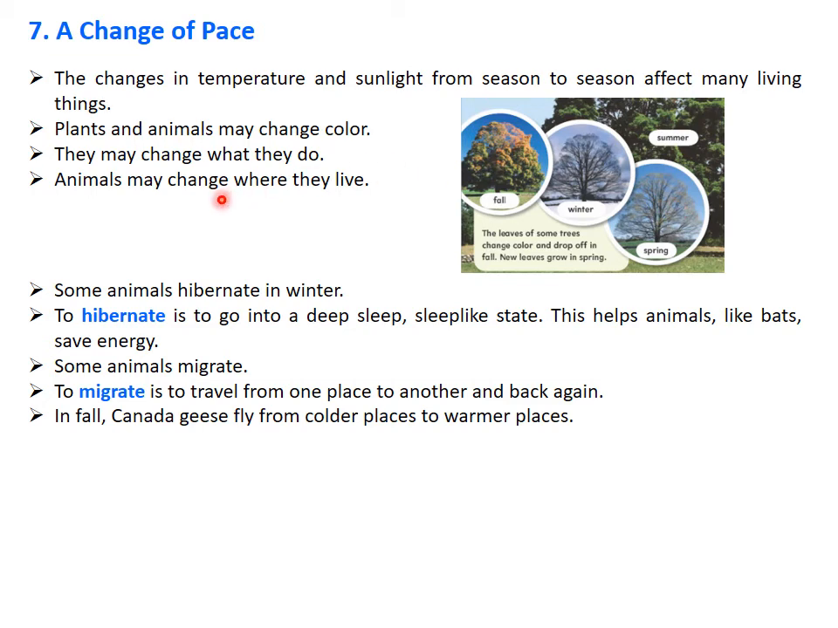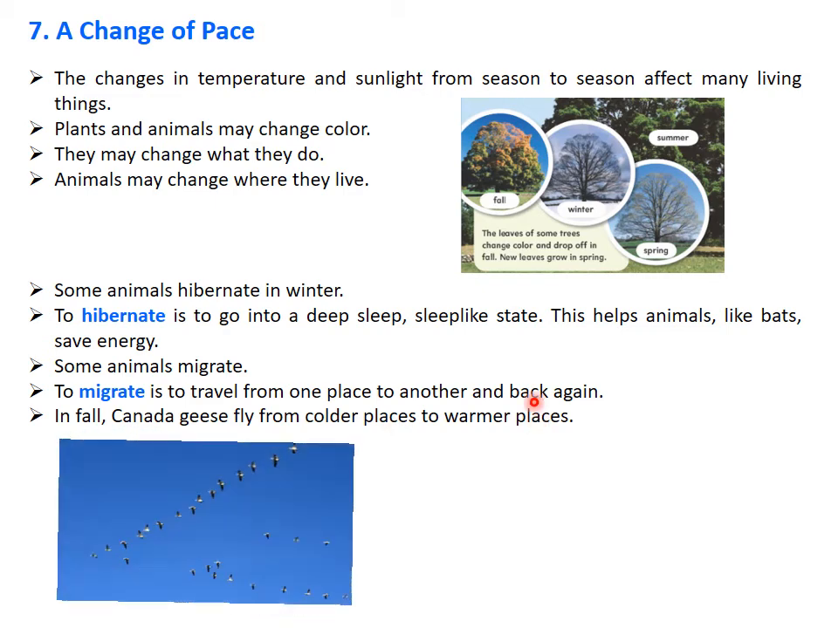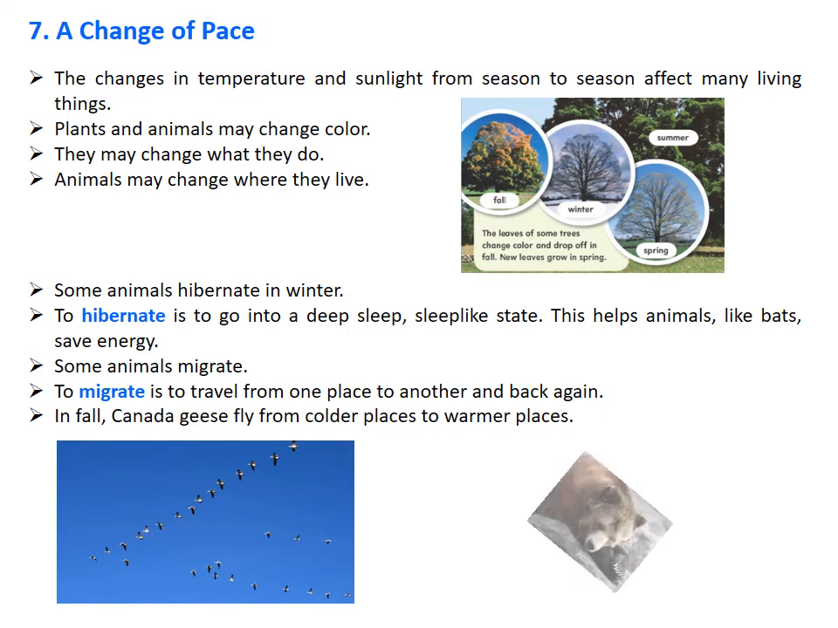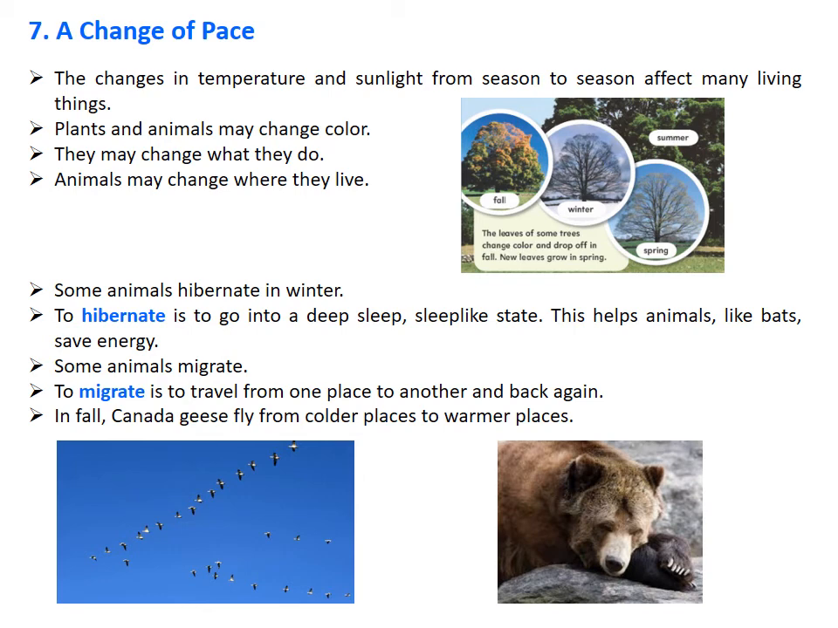Now we have to know that some animals hibernate in winter. What does to hibernate mean? To hibernate is to go into a deep sleep. It's a sleep-like state. This helps animals like bats save energy. Some animals migrate. To migrate is to travel from one place to another and back again. For example, in fall, Canada geese fly from colder places to warmer places. In this picture, we can see some animals migrating. In the second picture, we can see an animal hibernating.